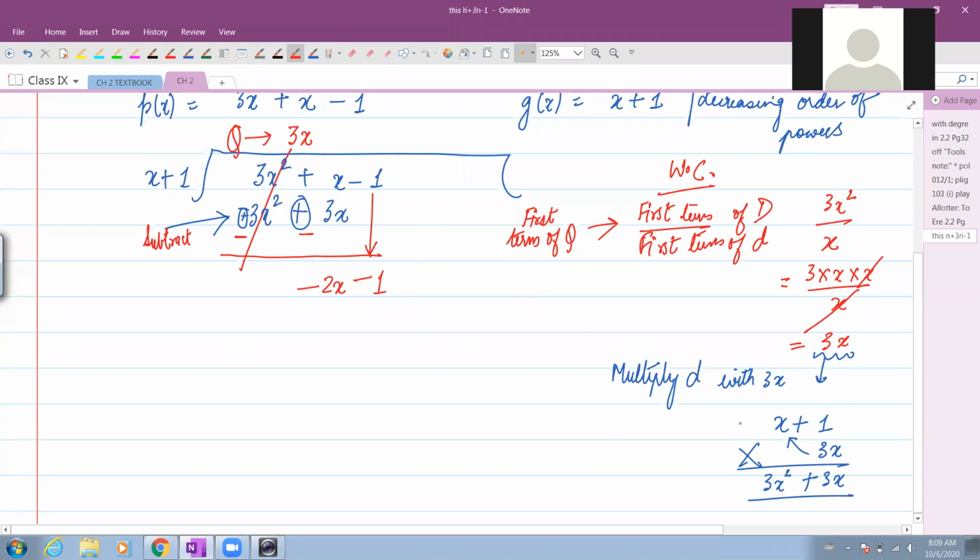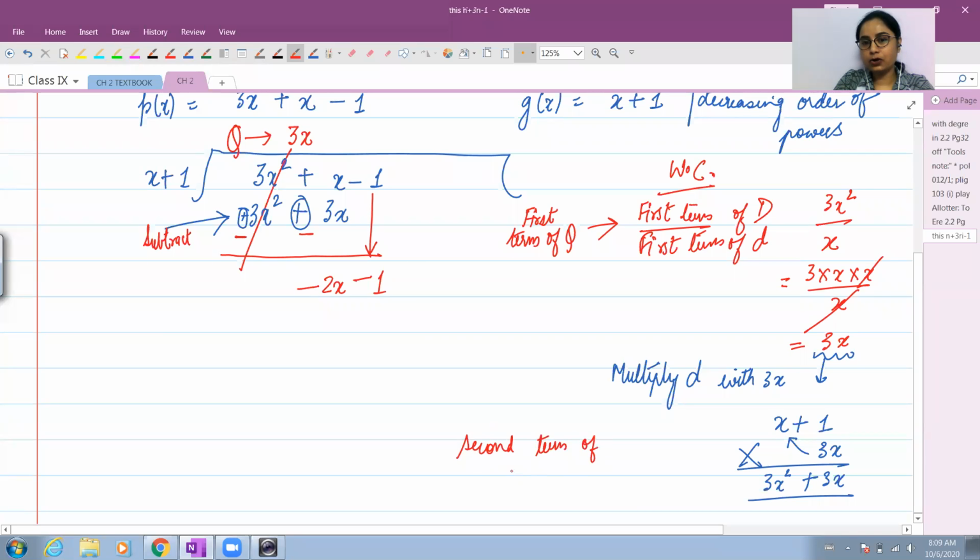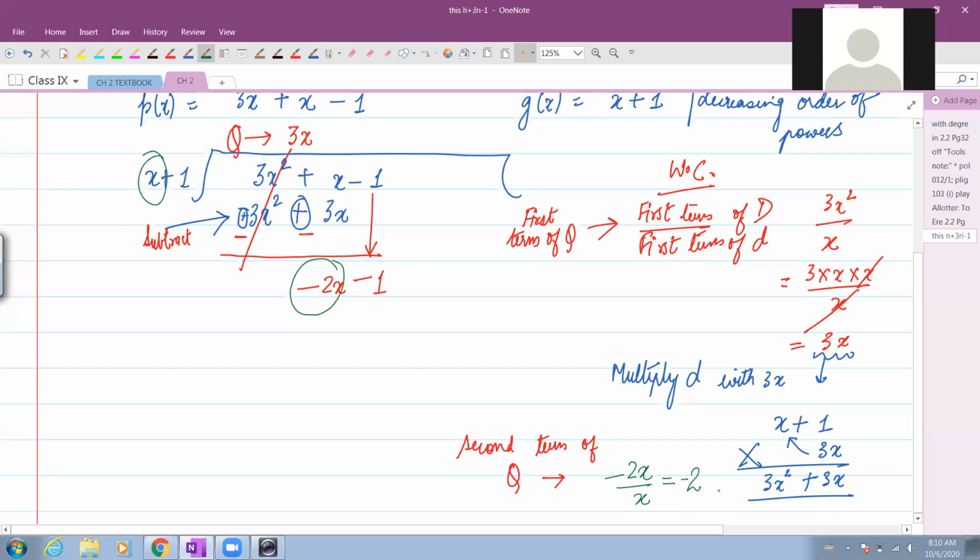Now we have to obtain the second term of the quotient. Again we are going to pick the first term of whatever we are left with. So I'm going to take the first term and the first term: minus 2x over x. On simplification, this is minus 2. So this is the second term. I'm going to put it in the quotient here. I've put it in the quotient. Please don't forget that. Now I want to multiply my divisor.